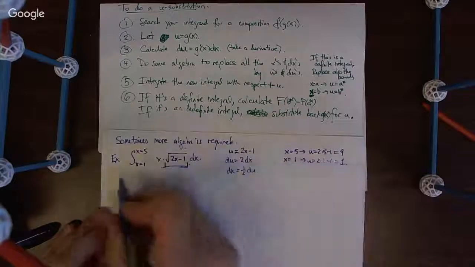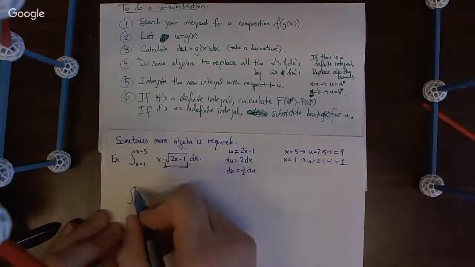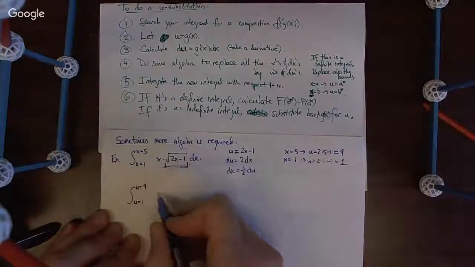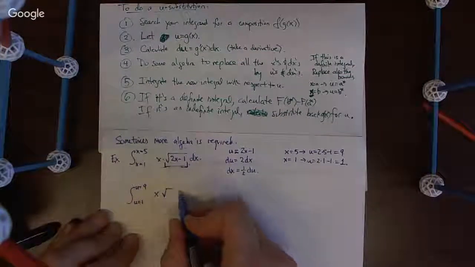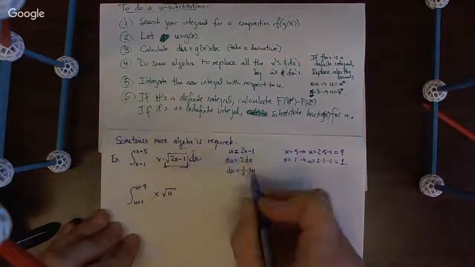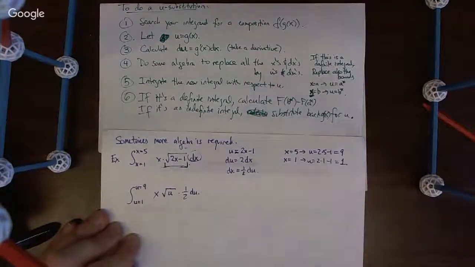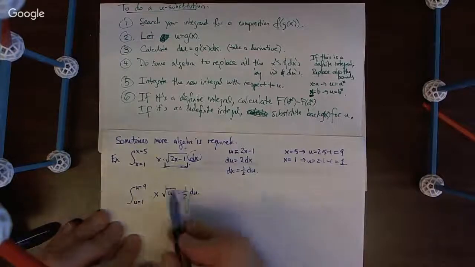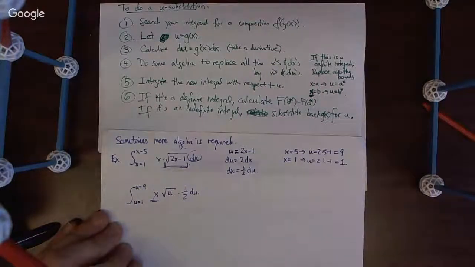So let's set up our integral that we have so far. We have the integral from u equals 1 to u equals 9. We have an x, let's just leave it there for now, square root of u, and then dx is equal to 1/2 du. Okay, so if you look at this, everything is good except we have an x still hanging out here. So what are we going to do with that?